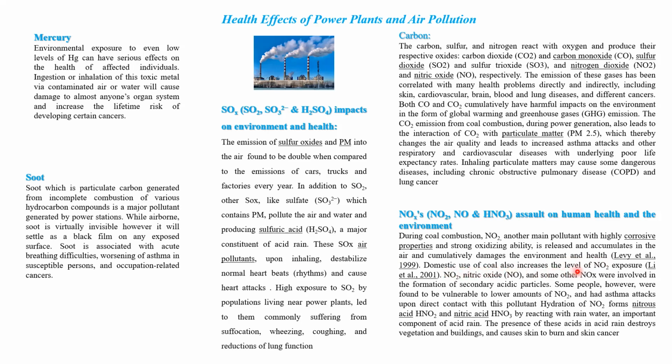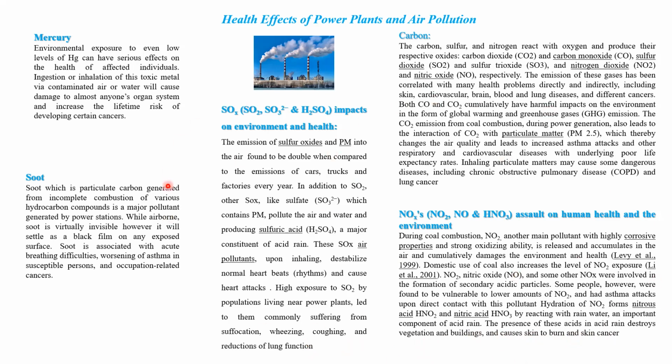Domestic use of coal also increases the level of NO2 exposure. NO2, nitric oxide, and some other NOx are involved in the formation of secondary acidic particles. Some people, however, were found to be vulnerable to lower amounts of NO2 and had asthma attacks upon direct contact with this pollutant. Hydration of NO2 forms nitrous acid, HNO2, and nitric acid, HNO3, by reacting with rainwater, an important component of acid rain. The presence of these acids in the acid rain destroys vegetation and buildings and causes skin burns and skin cancer.